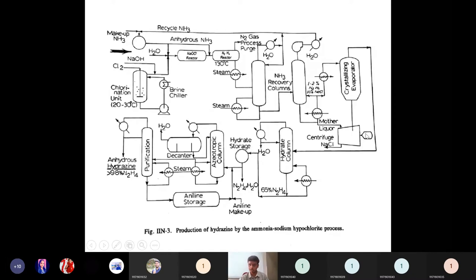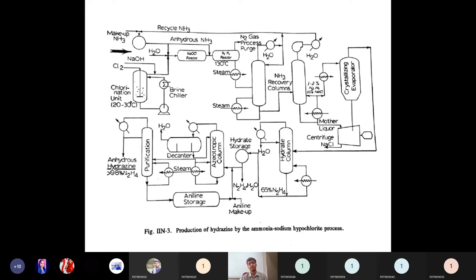And for the rest of these units, normal steel is enough to construct them. But these three reactors, this chlorination unit as well as these two reactors, need to be constructed using high quality stainless steel, which is SS304 with a rubber lining. Then only can the corrosion, the material damage, be minimized. The rest of the units, the recovery units or purification units, everything can be constructed using normal steel, it is okay.